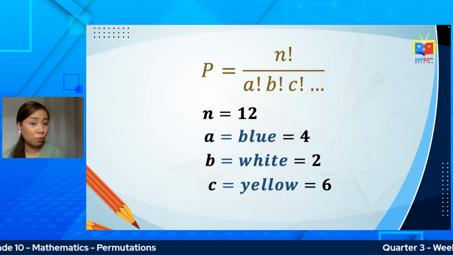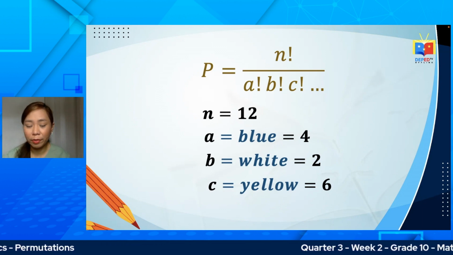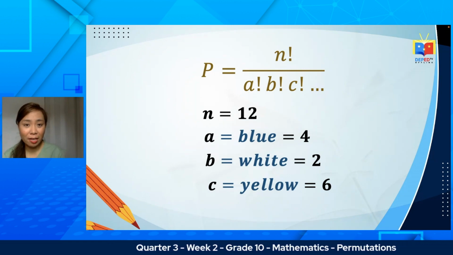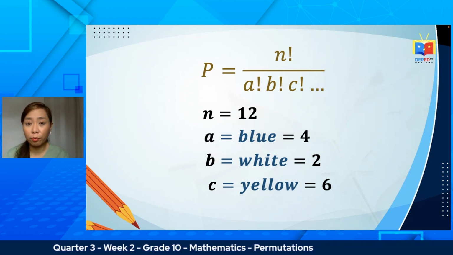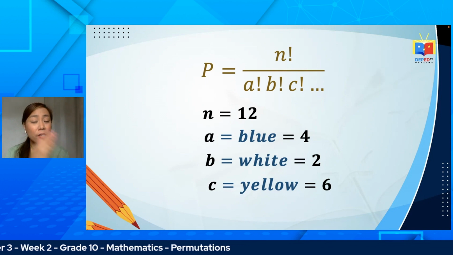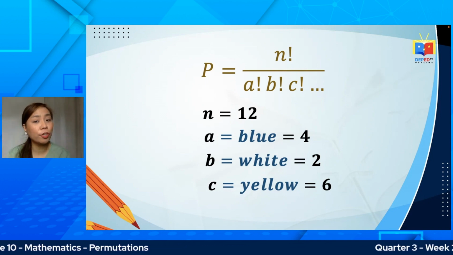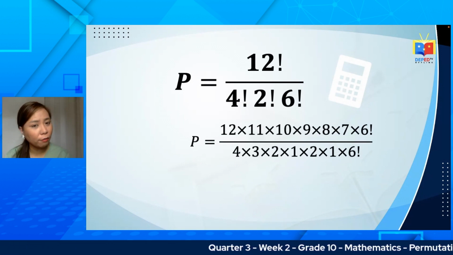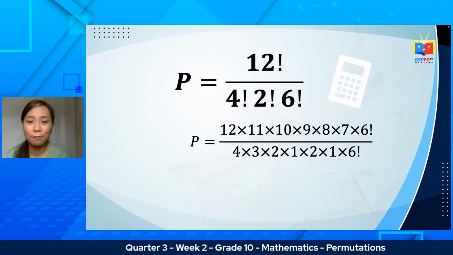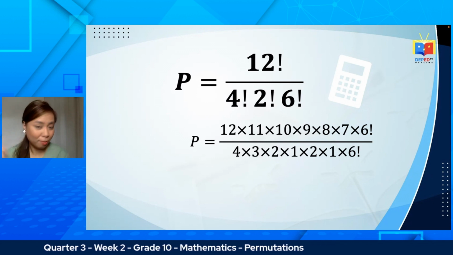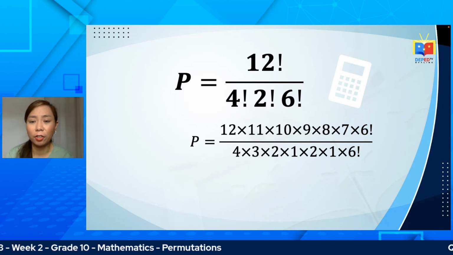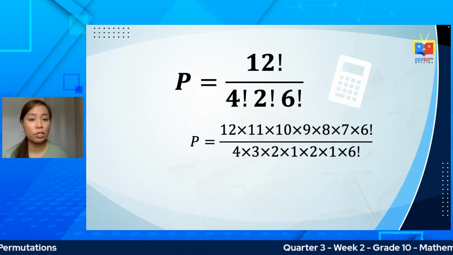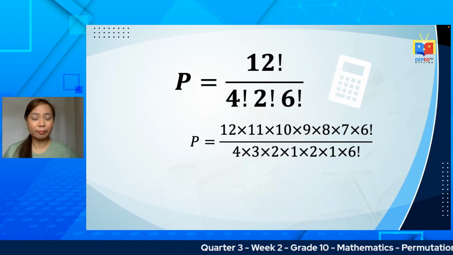A represents the blue balls, and there are 4. B represents the white balls, and there are 2. And C, the yellow balls, there are 6. So using these numbers, let's substitute it to your formula. We now have 12 factorial over 4 factorial, 2 factorial, 6 factorial. So you may do this by using your calculator. If not, join me as I simplify the numbers before multiplying.